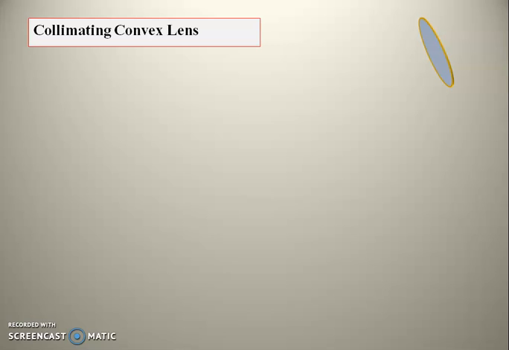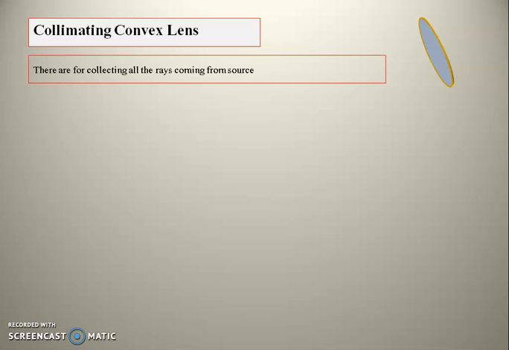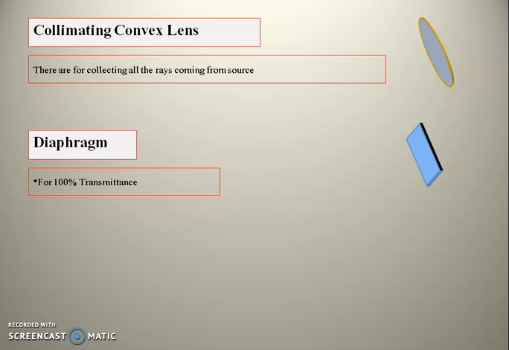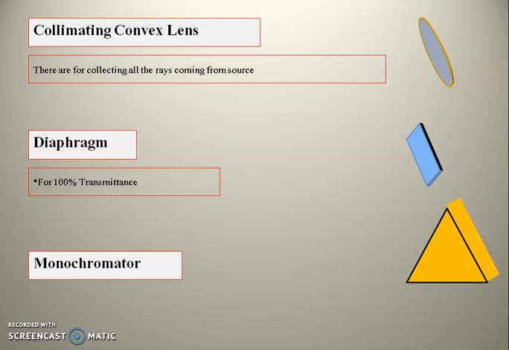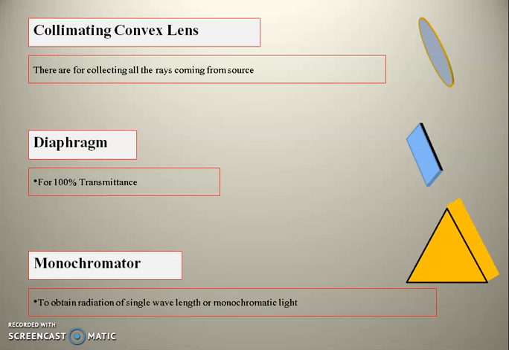Collimating convex lens. They are for collecting all the rays coming from the source. Next, diaphragm. It is to ensure 100% transmittance. Then monochromator. Their role is to convert polychromatic light into monochromatic light. They can be prisms or diffraction gratings.